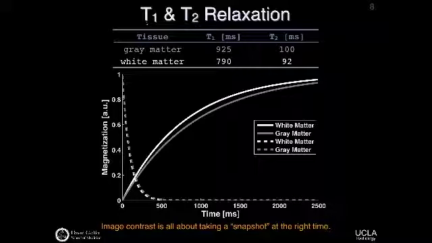T1 is Z. So T1 is about longitudinal recovery. How slowly does the magnetization return when we measure and just look at the Z component? T2 relaxation is the other one, right? T2 relaxation is the transverse relaxation time constant, and it governs or relates to how quickly the transverse magnetization decays. So we have T1 recovery of the Z magnetization, and we have T2 decay of the transverse magnetization.